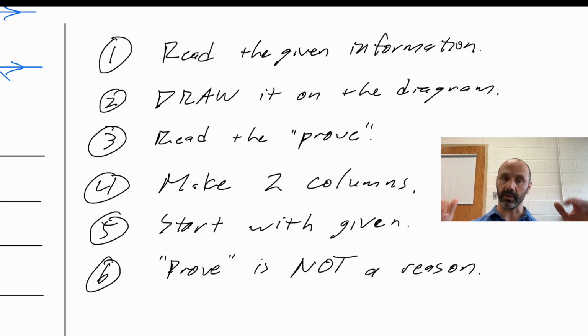Then you make two columns, start with the given information. It's always a good place to start. Start with the given information. And also just know that prove is not a reason. You never write prove anywhere in the proof.